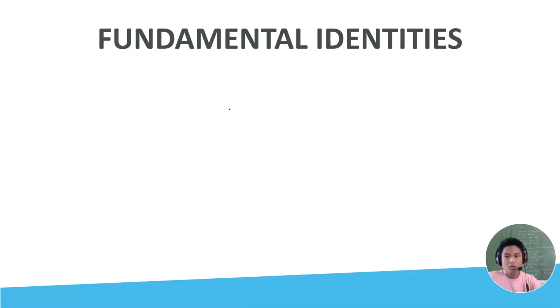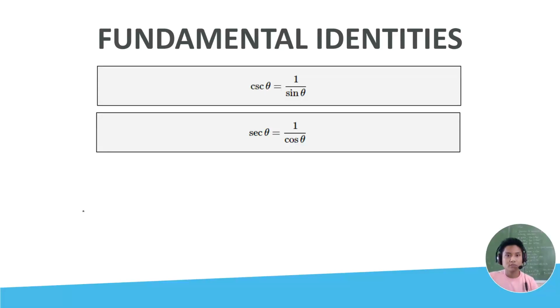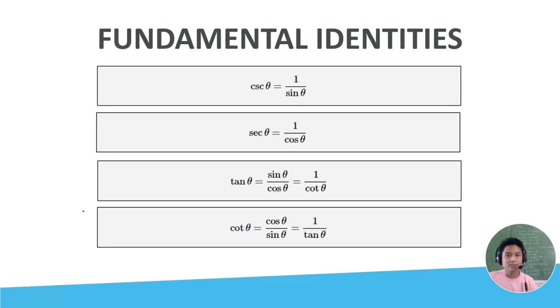Okay, now here are the fundamental identities. You have the cosecant, secant, tangent, and cotangent. Cosecant is the reciprocal of sine, and secant is the reciprocal of cosine. Tangent is equivalent to the ratio of sine theta over cosine theta. Cotangent is equal to cosine theta over sine theta, or the reciprocal of tangent theta.